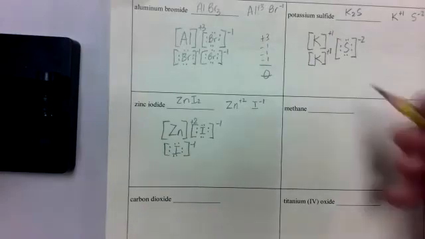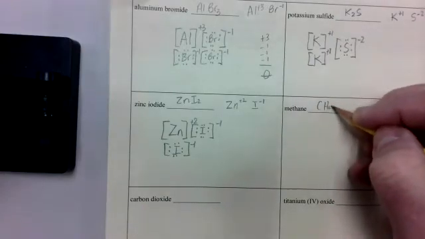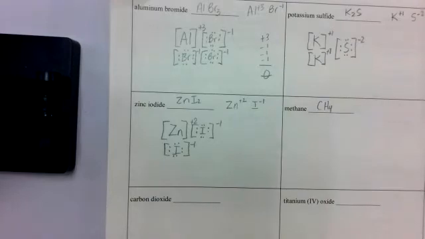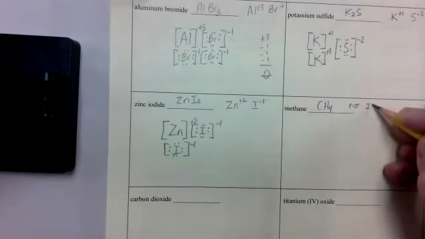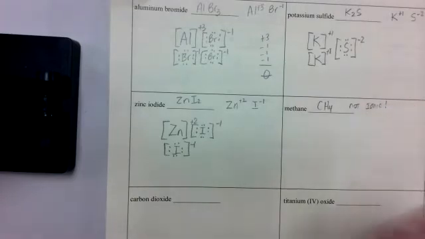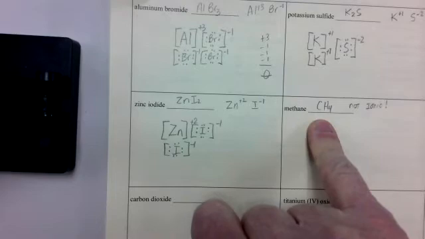Now, methane. Methane has this formula, CH4. This is different. This is not ionic. The first element is a nonmetal. That means there's going to be no brackets.